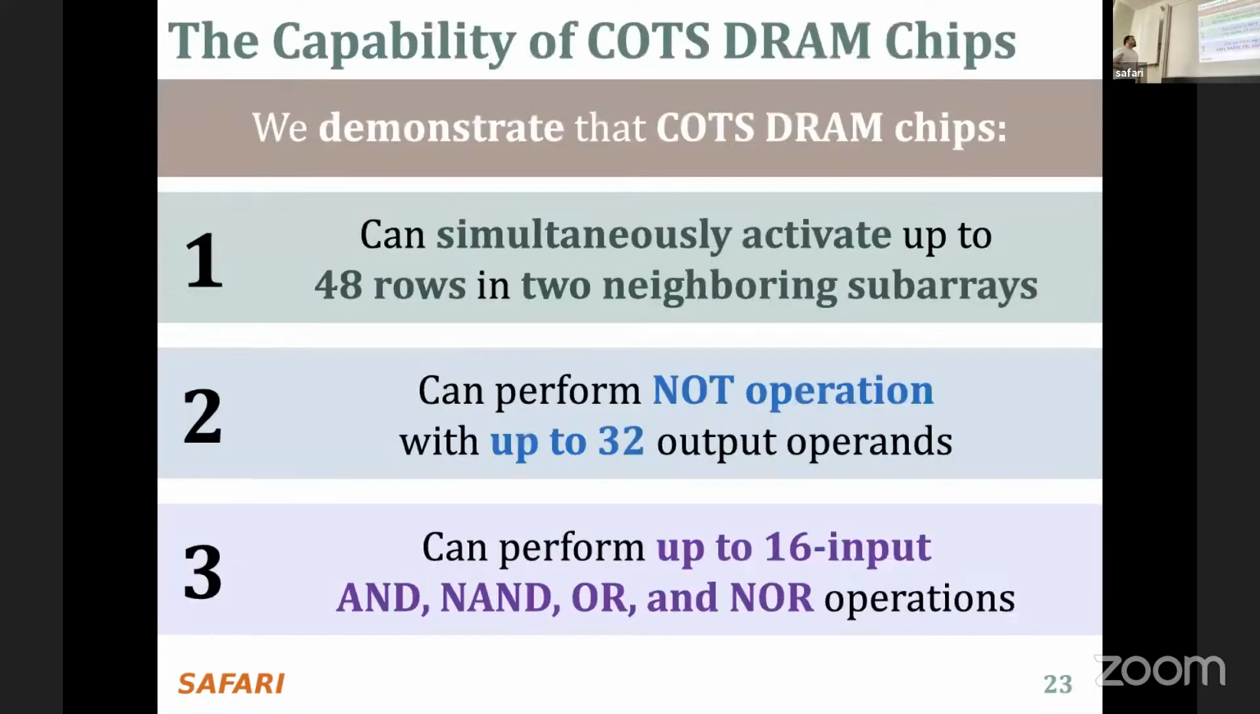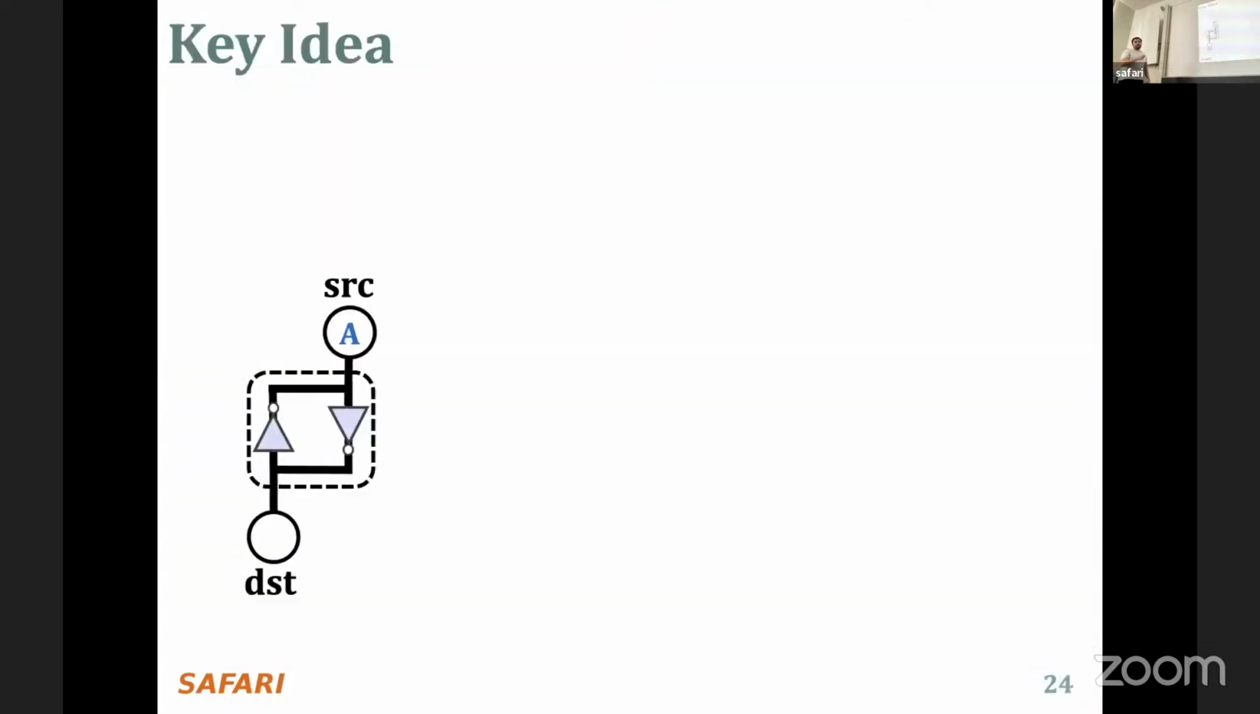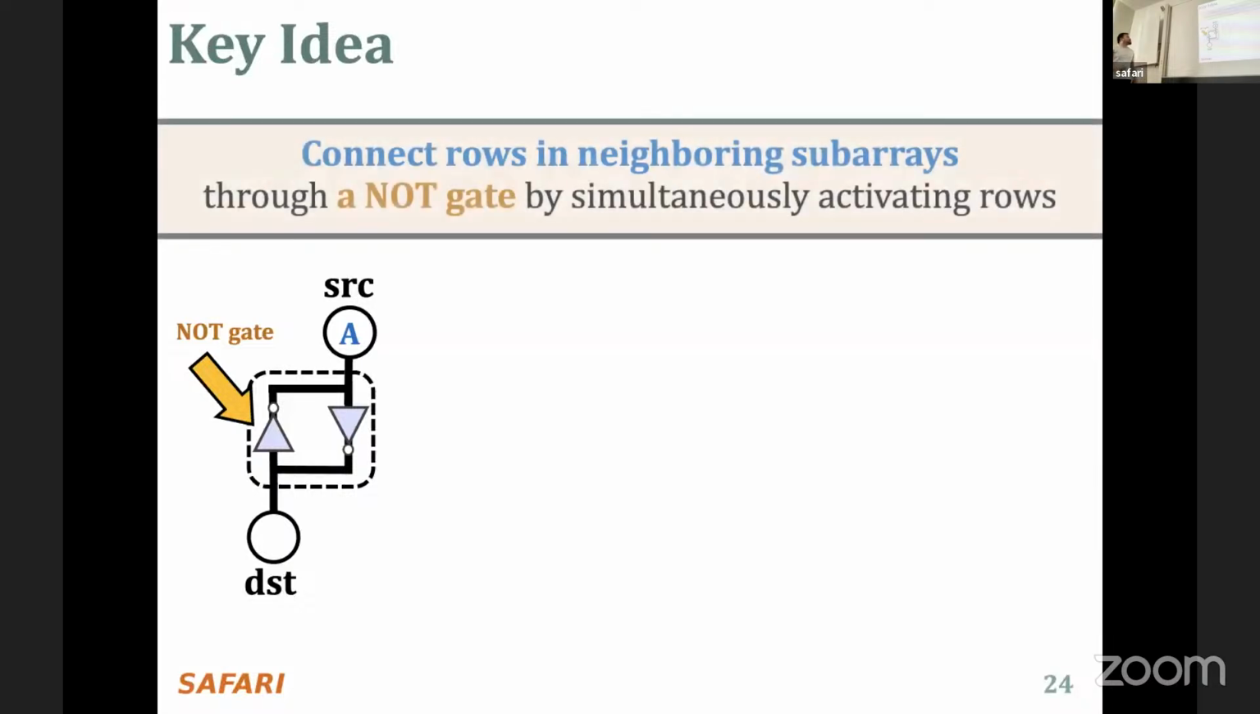And let's see how we use this multiple row activation to perform an operation. So here we have a pictorial example where source and destination are in neighboring subarrays, and their cells initially store a voltage value of A. And we will leverage this shared NOT gate between those source and destination. I believe you already guessed what will happen, but let me give you the idea. We connect rows in neighboring subarrays through a NOT gate by simultaneously activating them.